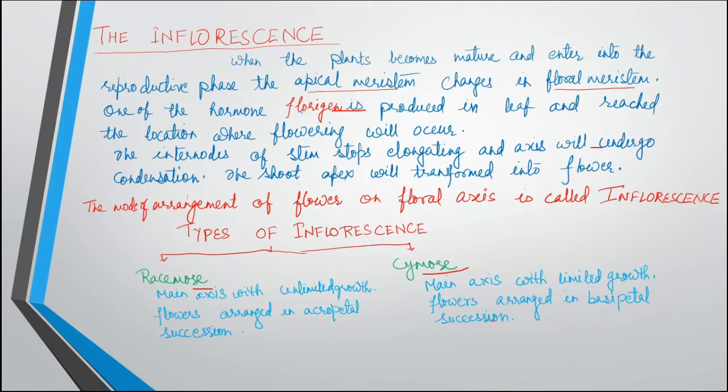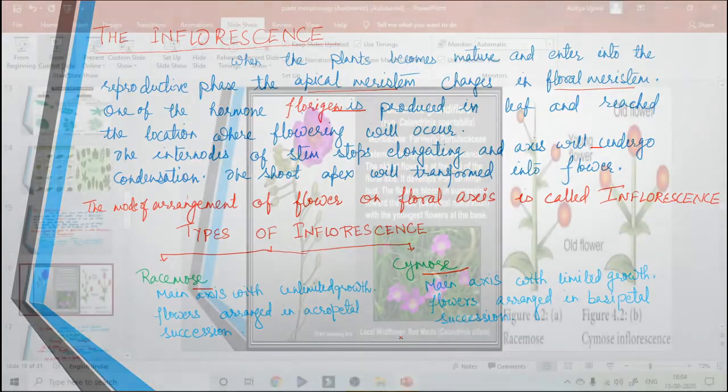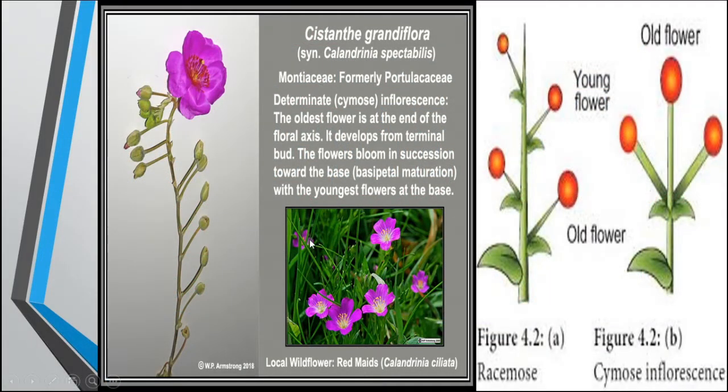So depending upon how the flowering occurs on that main axis, there are two types, racemose as well as cymose inflorescence. In this diagram we can see the racemose and this is the cymose inflorescence. See here, this stem or axis is growing further, and the bigger flower present towards the lower side is growing in size, and further the flowers are appearing like this, and this is of unlimited growth in racemose inflorescence. Then in cymose, the main axis is terminated into the flower.